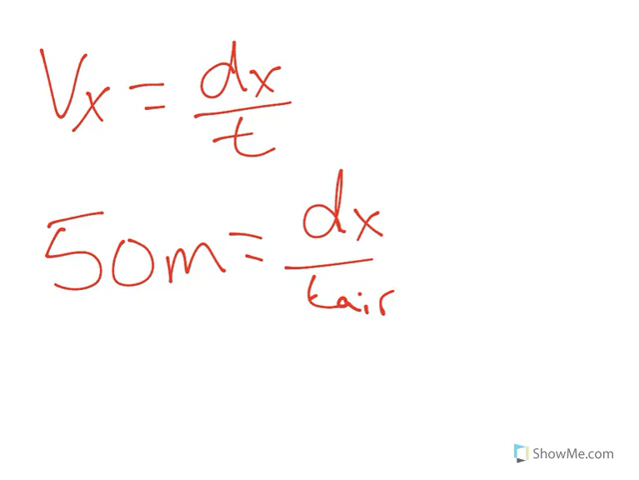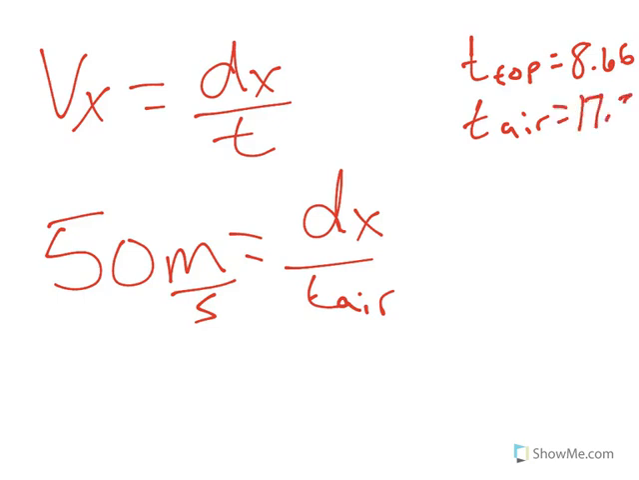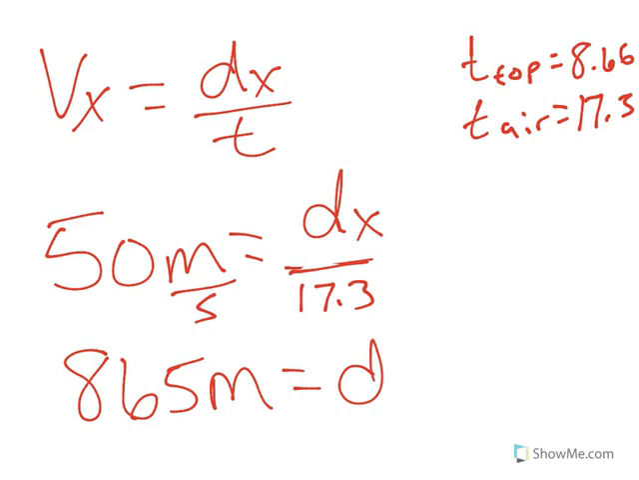So we know that it's 50 meters per second, and we know the time to the top was 8.66. So the time in the air then has to be equal to 8.66 times 2, which is 17.3. So it's in the air for 17.3 seconds. So erase that and put in 17.3 down here. 17.3 times 50 is 865 meters, and so that is the distance in the x.